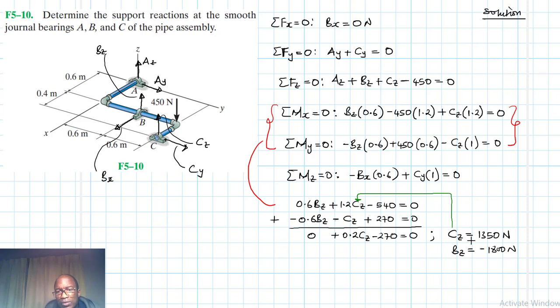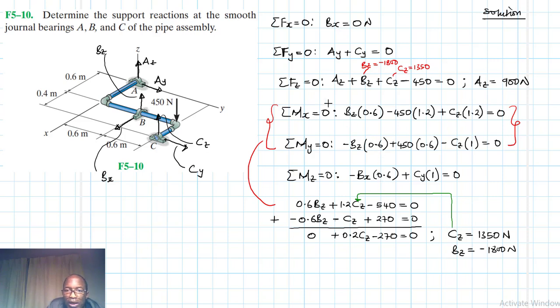Now since we have Cz and Bz, we can feed them into this equation. We have Bz equal to minus 1800, and Cz equal to 1350. So Az is going to be equal to minus 1800, then plus 1350 minus 450. So Az is just going to be equal to 900 newtons.